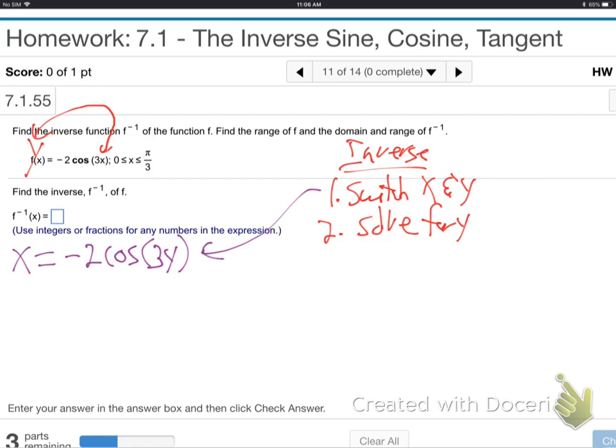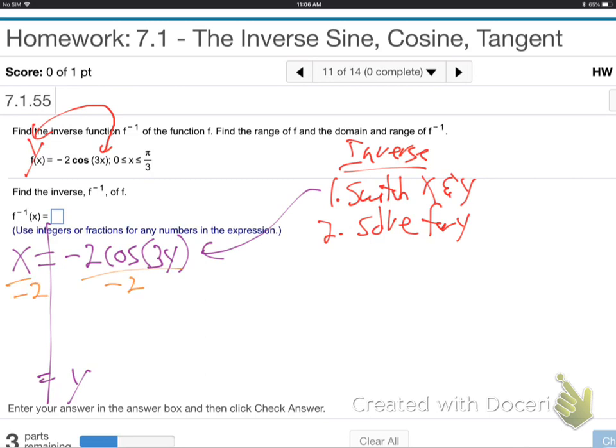So there's step one. Now, y is over here saying, I want to be alone. It's like peeling an onion, isn't it? To get y alone, we're going to start on the outer layer, get rid of that negative 2, get rid of that cosine, then finally get rid of that 3, and y will be alone. Start from the outer layer and work down like peeling an onion until you get y alone. So first step, got to get rid of that negative 2. So that's just divide, because that negative 2 is just multiplied.